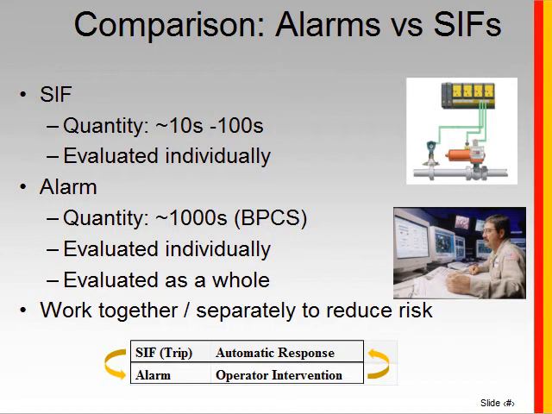Now, alarms and safety instrumented functions are very similar in a lot of respects. They both provide a level of risk reduction. Safety instrumented functions, though, on the other hand, there's many fewer of them in a typical system, on the order of tens to hundreds in a plant. And they, of course, are evaluated and designed individually. Alarms, on the other hand, you may have thousands to 10,000 of them in a large petrochemical plant, typically in the basic process control system. They are evaluated and designed individually, as well as evaluated as a whole.